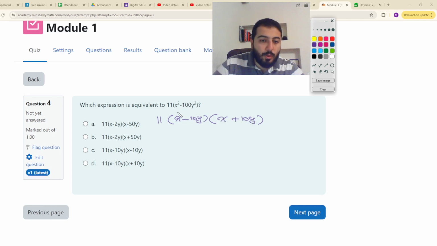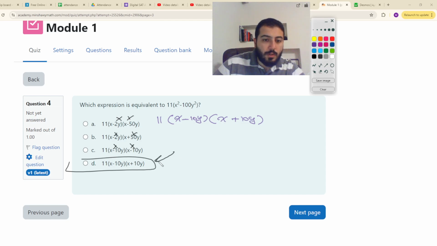That's the difference between two squares factorization method, because if you multiply those two brackets, you find x times x is x power 2, and the middle terms are going to be cancelled together, and negative 10y with 10y is negative 100y power 2. So this is the value: 11 times x minus 10y times x plus 10y. That's it. Not both of them are negative. There's no 2 here and no 50 here, so that's wrong. This is the correct answer.